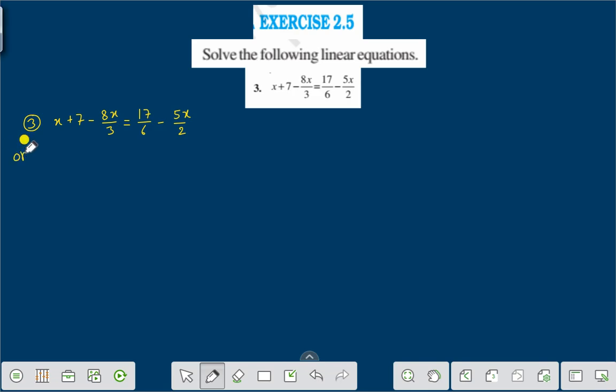x minus 8x by 3 plus 5x by 2 is equal to 17 by 6 minus 7. This is what we got on transposing.